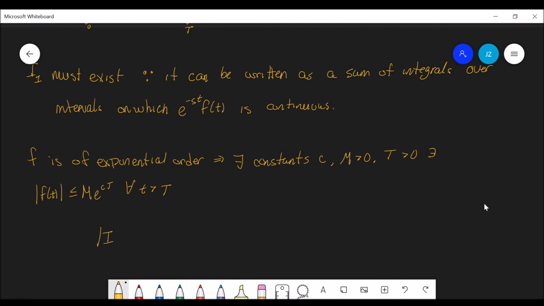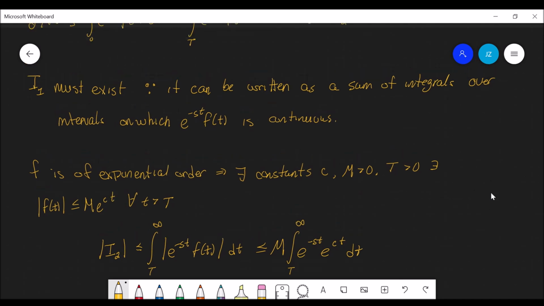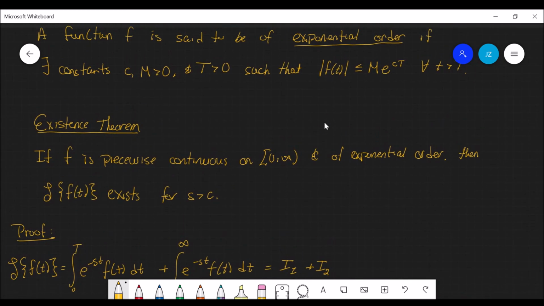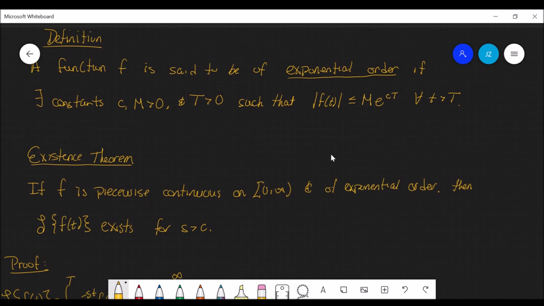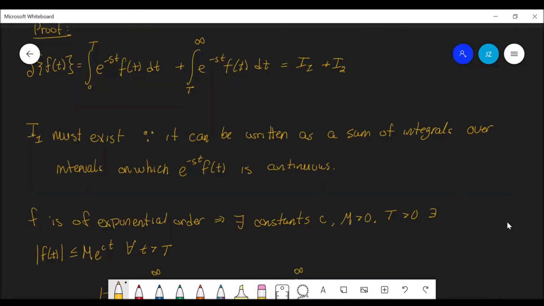Therefore, we can write the absolute value of I2 is less than or equal to the integral from big T to infinity of the absolute value of e to the minus st f of t dt, which is now less than or equal to big M times the integral from big T to infinity of e to the minus st e to the c little t dt. So this here should be a little t. Did I mess up the definition? I did. This is supposed to be c little t. Sorry about that.